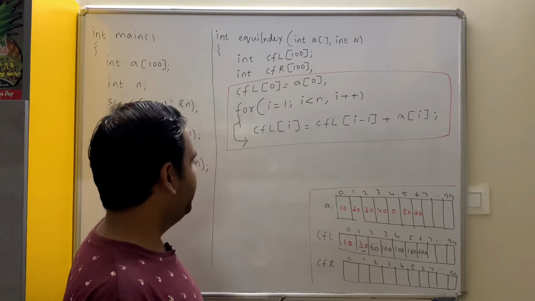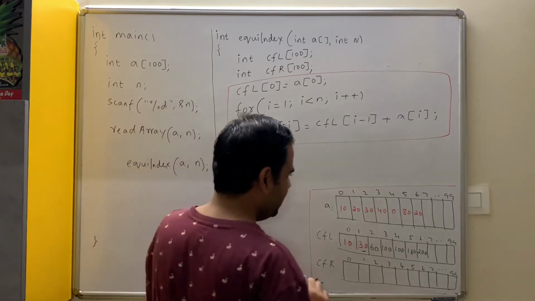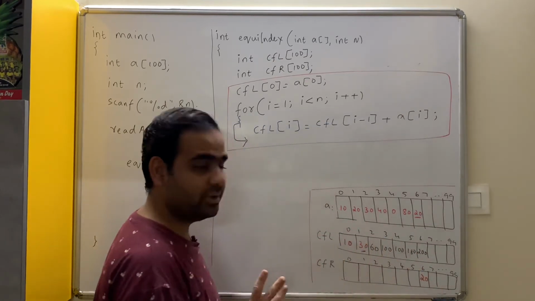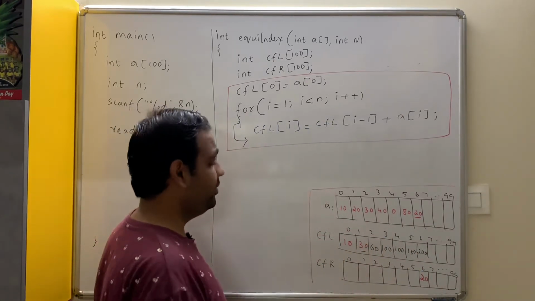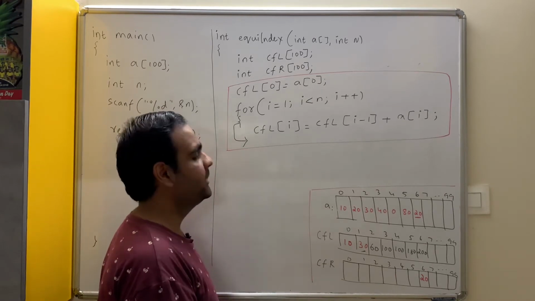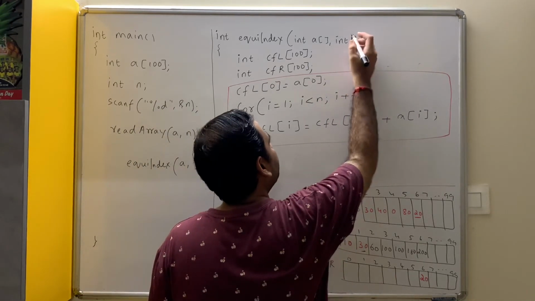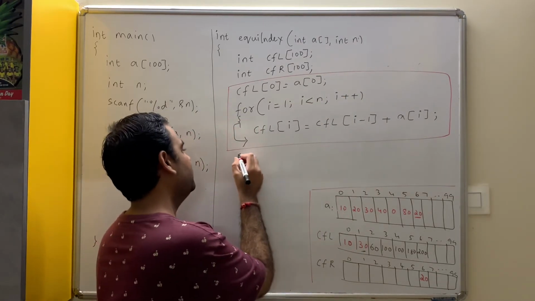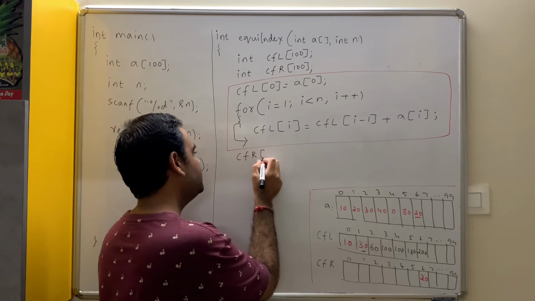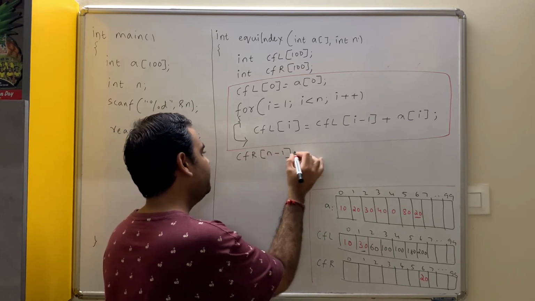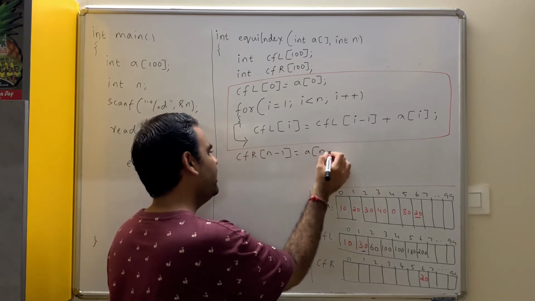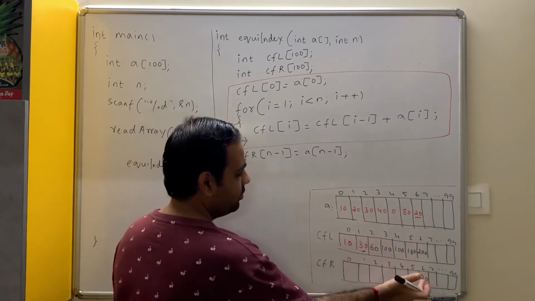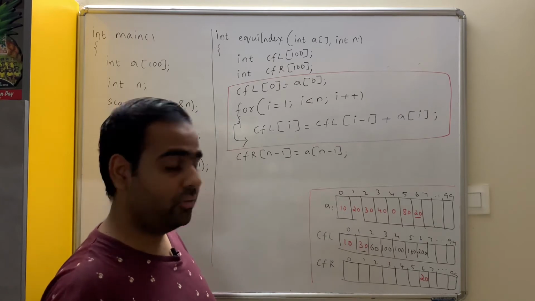How do we compute cumulative frequency from RHS? Now the last value 20 has to be written as it is. Can anyone tell me how you get the last value? If the value of n is 7, how do you get the last value? Cumulative frequency of RHS of n minus 1 is equal to A of n minus 1. N is 7, 7 minus 1 is 6, and at this point you write 20 as it is.